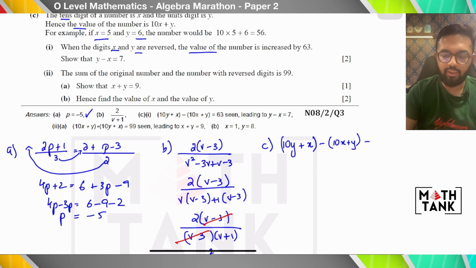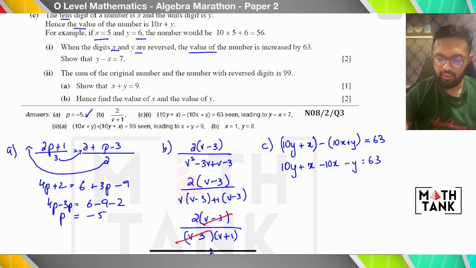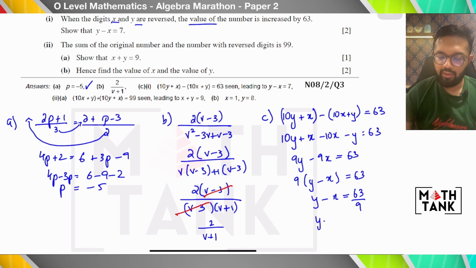The difference between them is 63. That is why I put a subtraction sign in the middle. So 10y plus x minus 10x minus y equals 63. So that gives me 9y minus 9x equals 63. What do I see common? I see a 9 common, so y minus x equals 63 divided by 9. Y minus x equals 7.